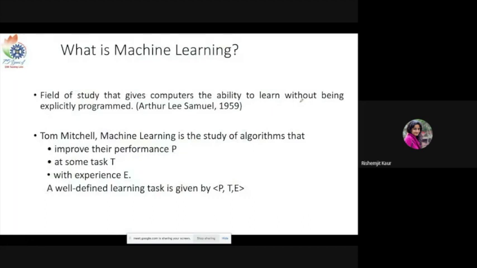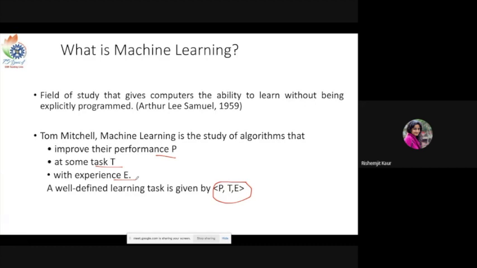Again, firstly, going by the definition: it is a field of study that gives computers the ability to learn without being explicitly programmed. If I try to describe it in the form of certain parameters, we will describe it by three parameters: P, T, and E, where P is the performance measure, T is the task, and E is the experience. Now, what does this really mean?